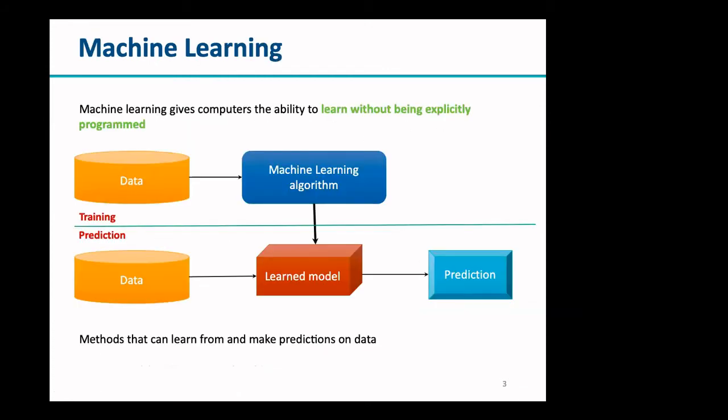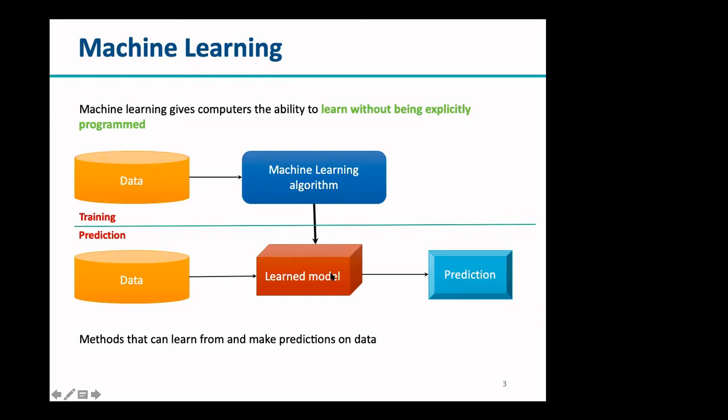In machine learning approaches, we have two different phases. The first phase is the training phase. In the training phase, you have observation data, you see the data here, and you are going to build a model based on machine learning algorithms. So you apply machine learning algorithms to build a model. Here is the learned model.